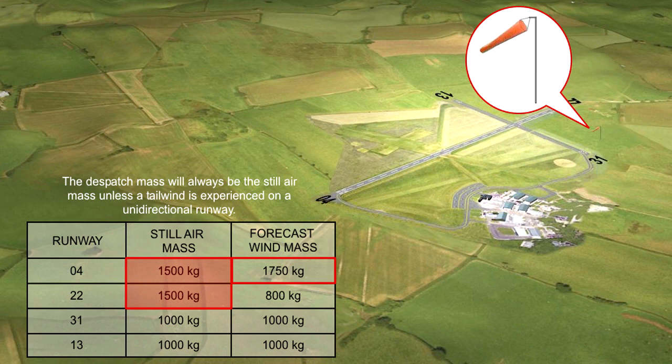The exception is when there is a tailwind on a unidirectional runway. A unidirectional runway is a runway whose direction for takeoff and landing is fixed in one direction. And in this case, the maximum landing mass in the tailwind will be less than the maximum landing mass in still air.